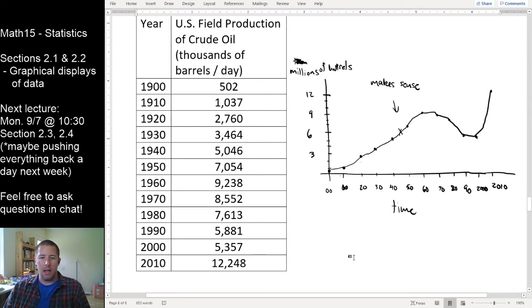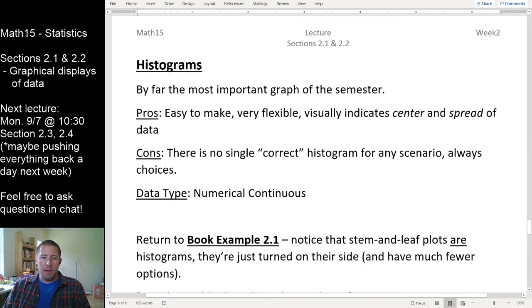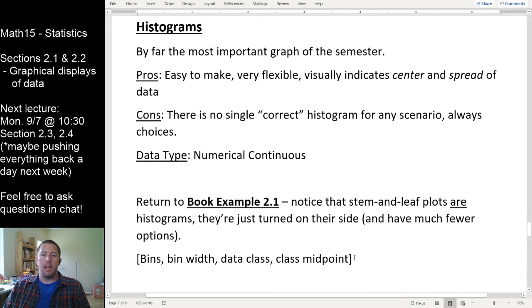So now we get to histograms, the thing that's the most important thing here. I'd say it's by far the most important graph of the semester. We're going to draw so many histograms and their equivalent frequency polygons or frequency curves like we did earlier. The pros to histograms is that they're easy to make. They're super flexible. You have so many choices that honestly, the con to histograms is that you have so many choices that it's hard to pick sometimes.